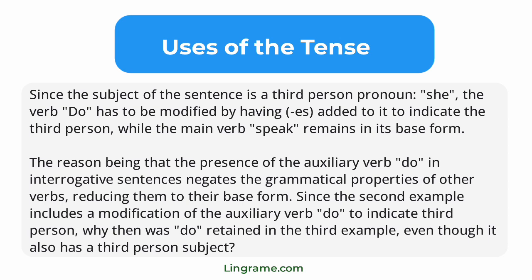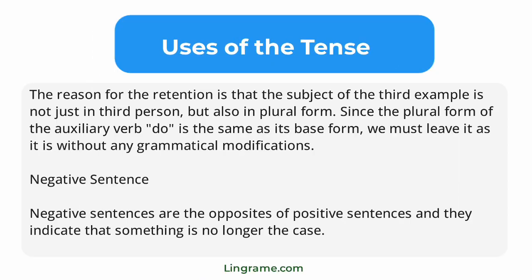The reason being that the presence of the auxiliary verb, do, in interrogative sentences, negates the grammatical properties of other verbs, reducing them to their base form. Since the second example includes a modification of the auxiliary verb, do, to indicate third person, why then was do retained in the third example, even though it also has a third-person subject? The reason for the retention is that the subject of the third example is not just in third person, but also in plural form. Since the plural form of the auxiliary verb do is the same as its base form, we must leave it as it is, without any grammatical modifications.